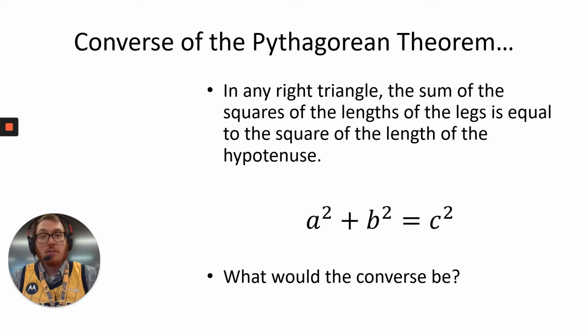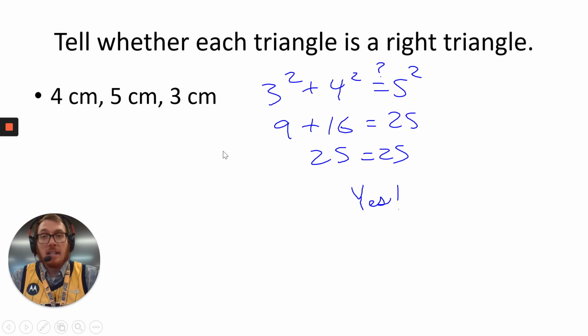So what this allows us to do is take the side lengths of any triangle, and without doing anything but the Pythagorean theorem converse, we can figure out if it's a right triangle. The key is you have to know which one is c. So remember, c is the hypotenuse, which is the largest side.